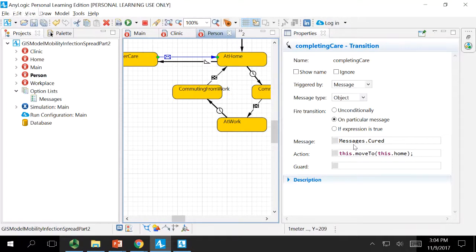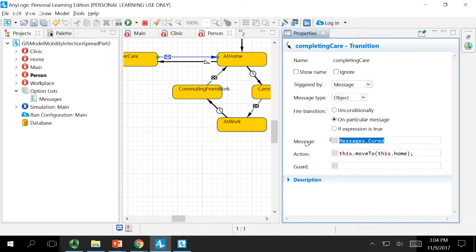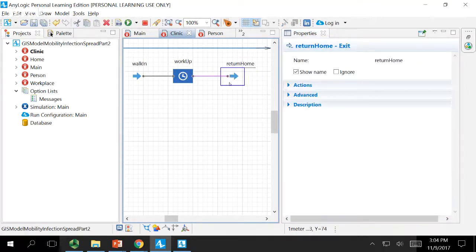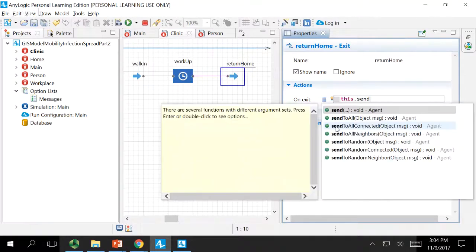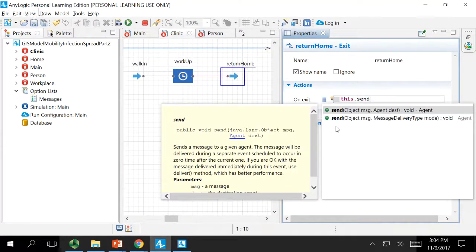Now, what's missing here? If this is the logic, if they're going home here once they receive this message, what still has to happen? What part of the dynamics haven't we changed yet? Yeah, so here they're receiving the message. So now we got to send that message. So let's go over here, return home. And actually, let's say for now at return home, when they go to this point, we are going to send the message. I'm going to say this dot send. I'm going to send it to which object? I'm going to send it to the current object.